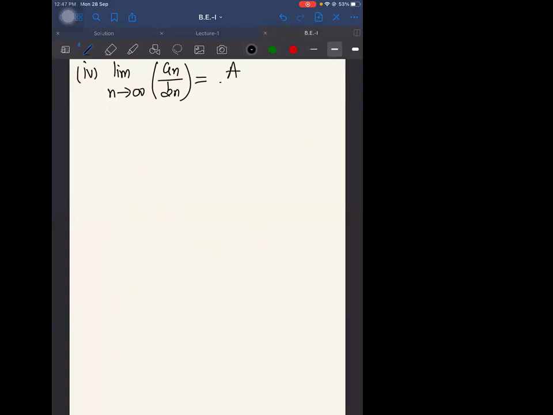will be equal to a by b, with one exception: b cannot be 0, b should be non-zero.